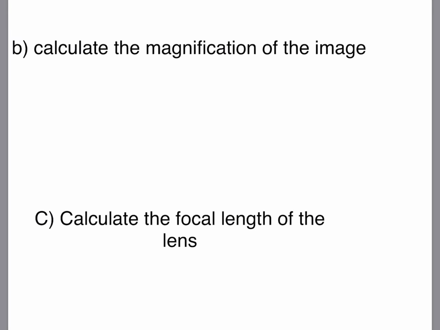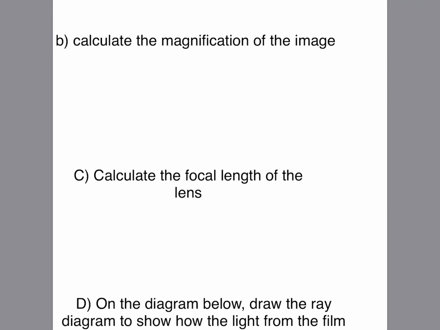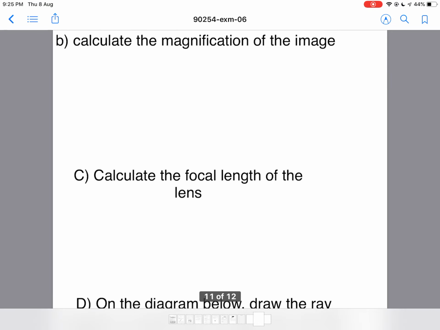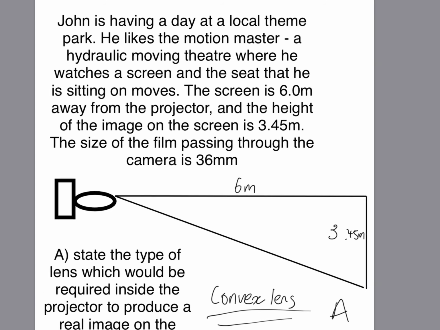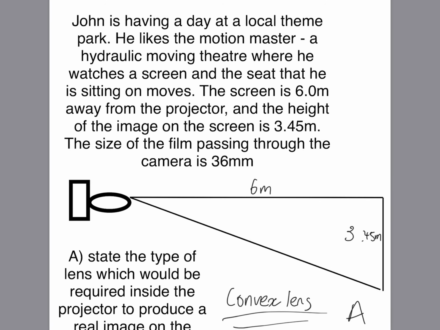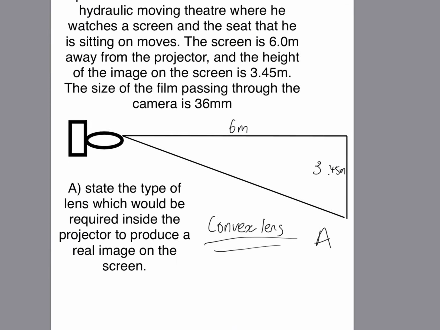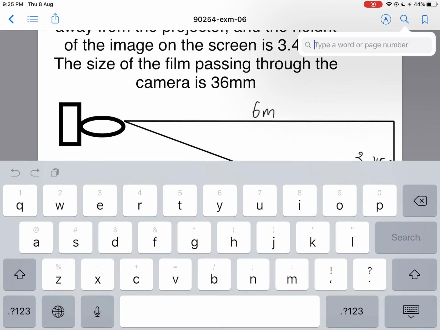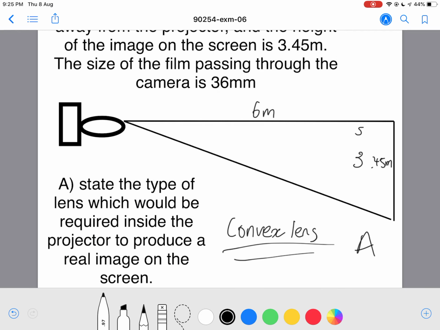B, calculate the magnification of the image. First thing we're going to do is note down what we know as our variables. We note that the screen is 6 meters away from the projector. Sorry, I forgot to label this. The right side here, that's the screen, and the screen is 6 meters away from the projector.